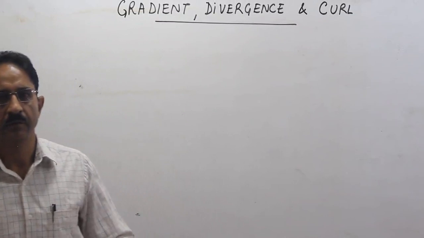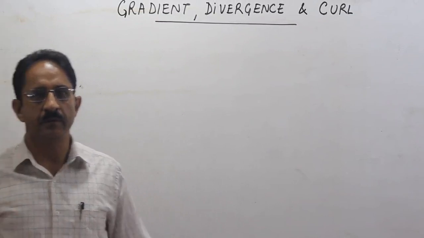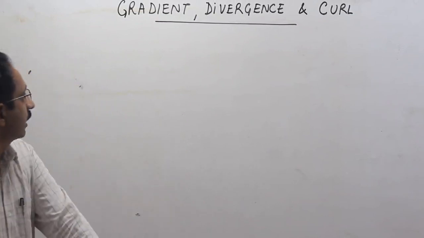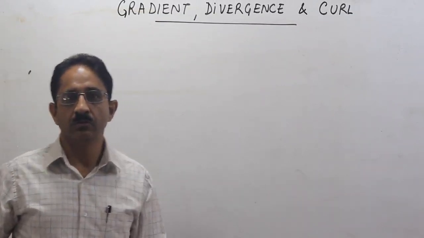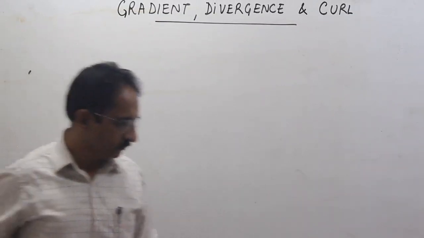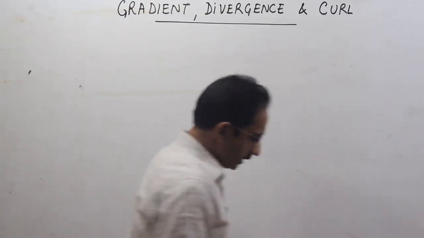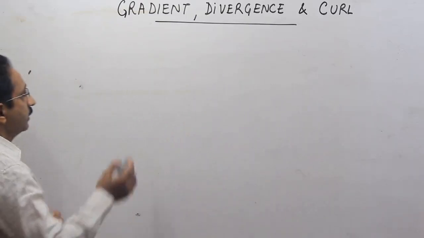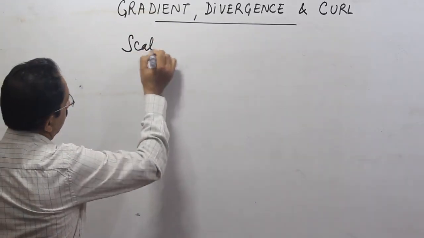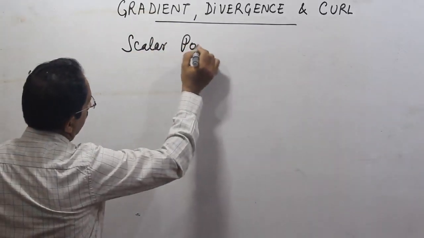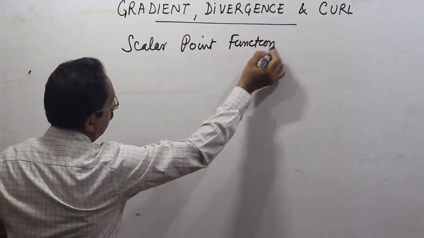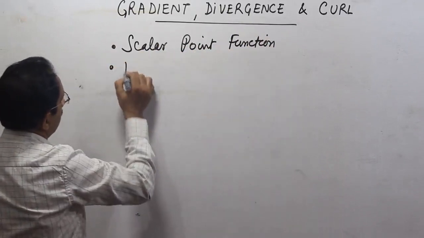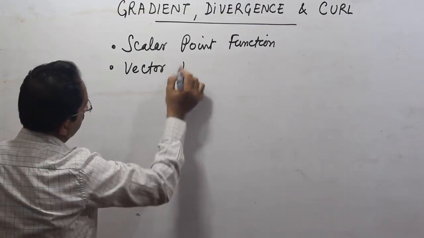In this lecture, we will be discussing the concept of gradient, divergence and curl related to vector algebra. Before coming to this, we will be defining two terms. What is a scalar point function and what is a vector point function.